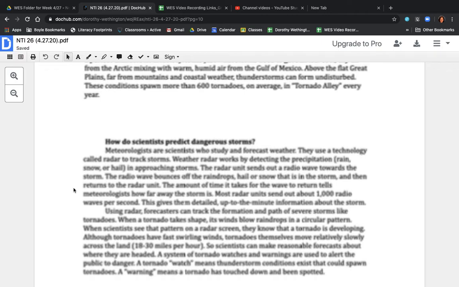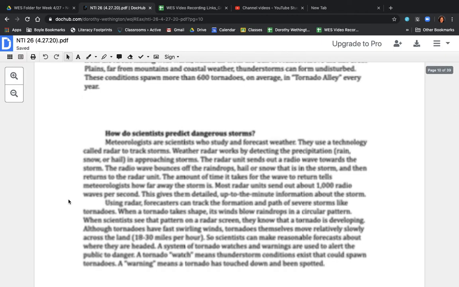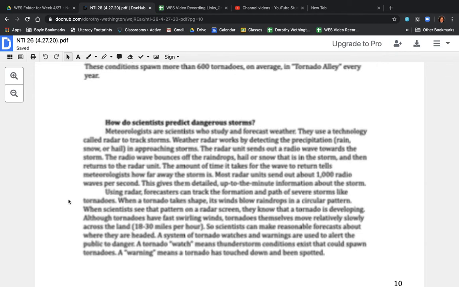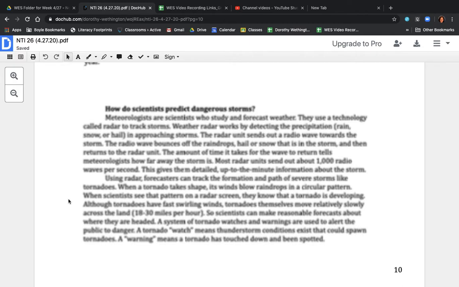The radar unit sends out a radio wave towards them. The radio wave bounces off the raindrops, hail, or snow that is in the storm, and then returns to the radar unit. The amount of time it takes for the waves to return tells meteorologists how far away the storm is. Most radar units send out about 1,000 radio waves per second. This gives them detailed, up-to-the-minute information about the storm. Using radar, forecasters can track the formation and path of severe storms like tornadoes.